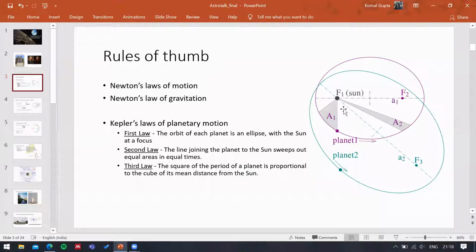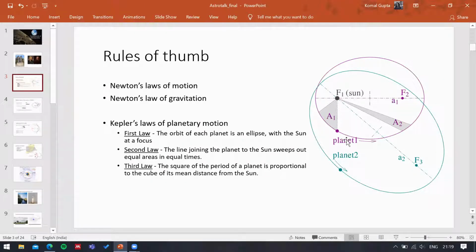So on the right, there's a handy diagram to show that. You can see that there are two ellipses, both of which have one focus at F1, which is the sun. The two ellipses refer to orbits of two planets. On one of those ellipses you can see a line that sweeps out an area A1 and another area A2. If these areas are equal, then we can say that it took the planet an equal amount of time to sweep these two areas, and that is the second law. The first law is that the sun is at the focus.